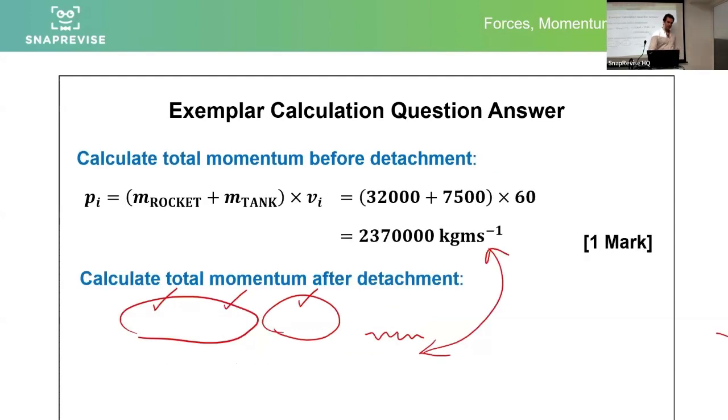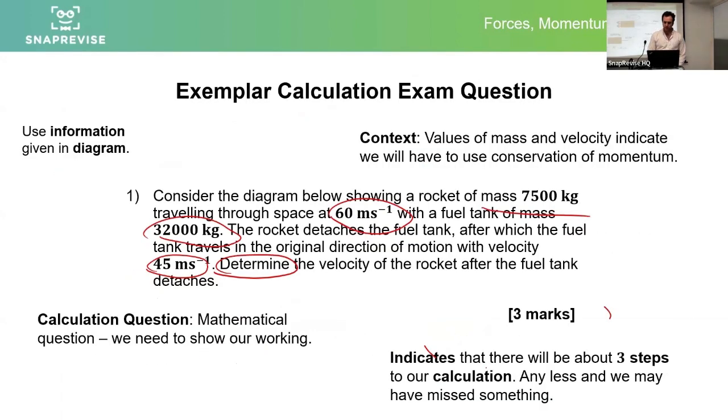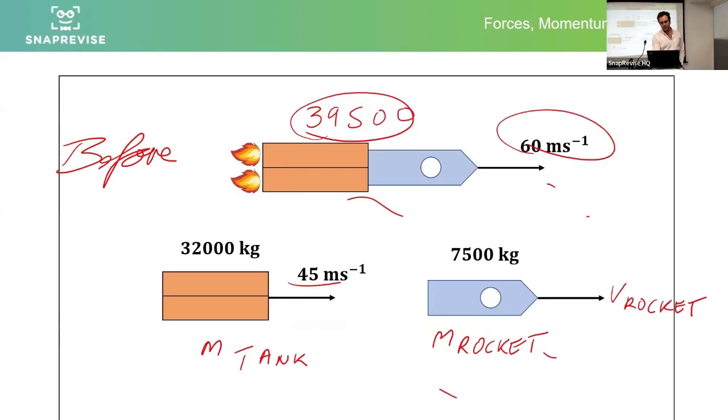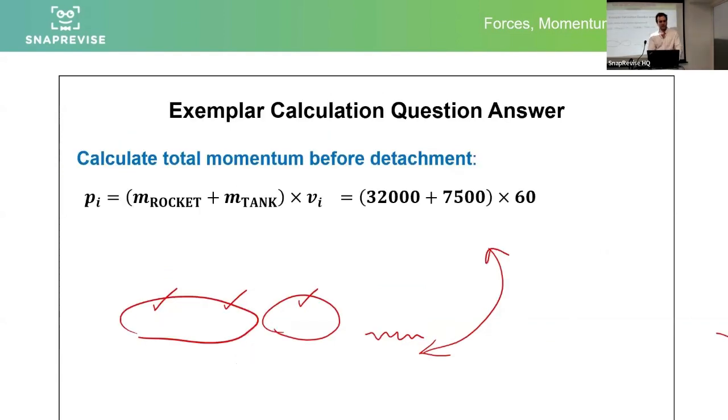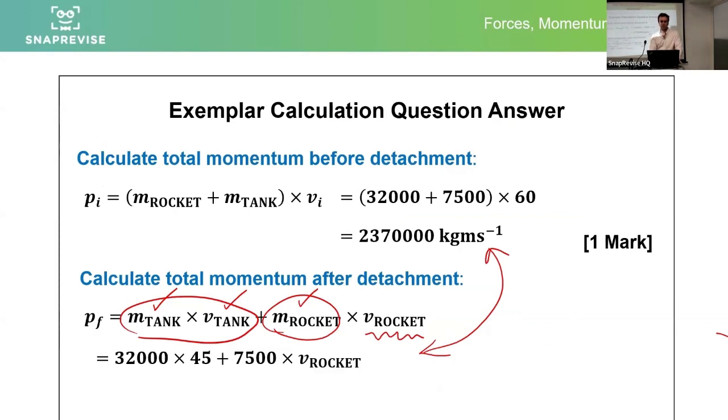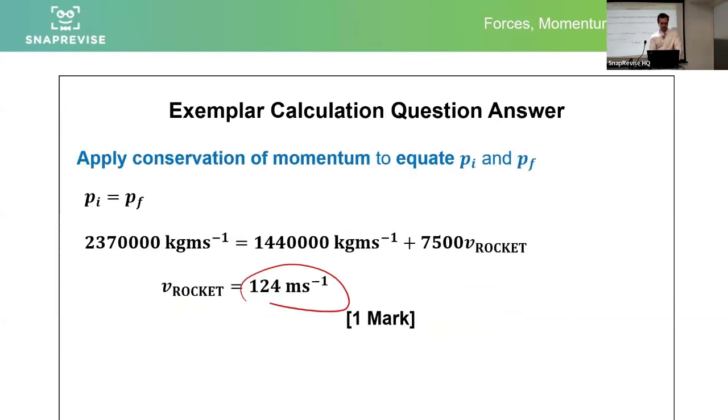Does that make sense? Looking back at my question, yes, it makes sense that this is going faster, not only than this, but also it should be going faster than this. Otherwise, detaching was an exercise in futility. The point of detaching is that the rocket can go faster. So our answer is still on the same order of magnitude, but it's bigger than 60 meters per second.